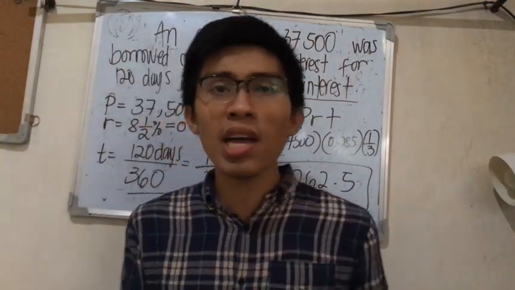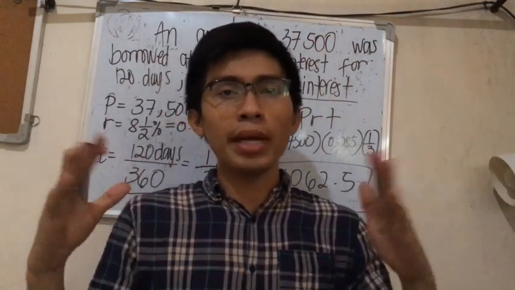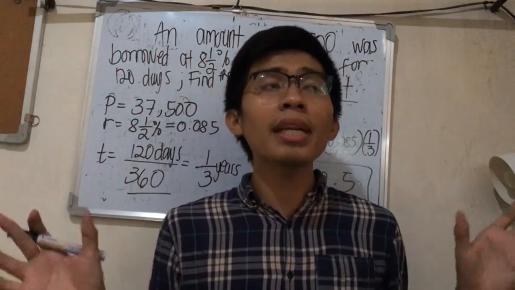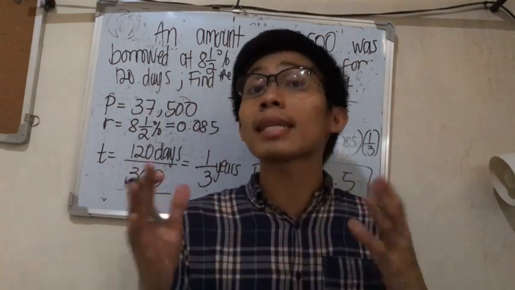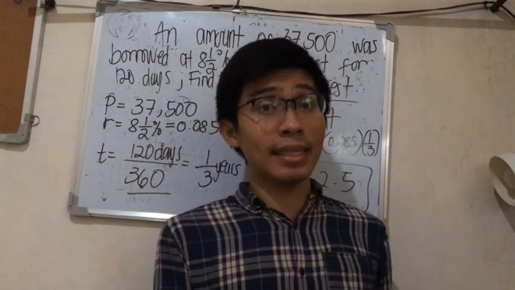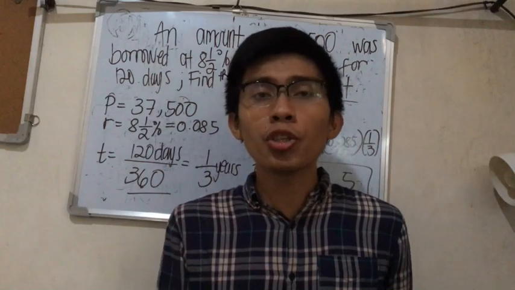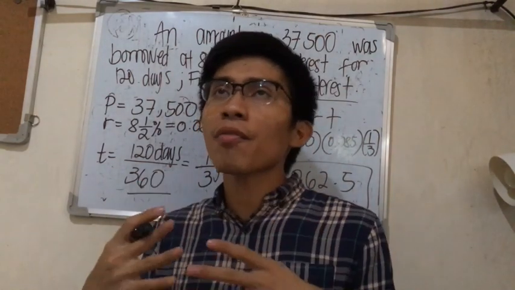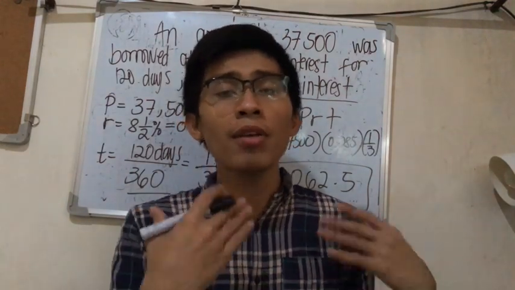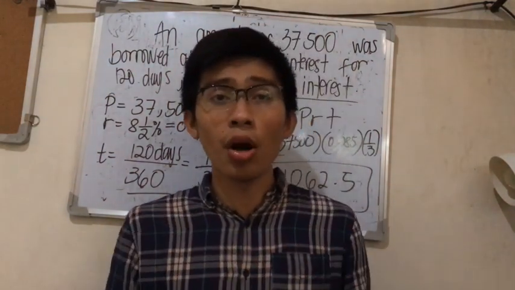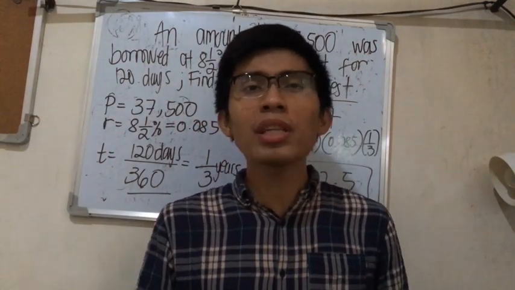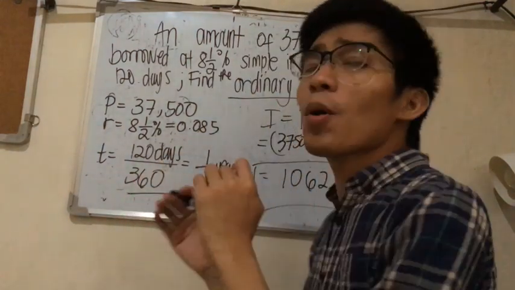Again, you have to identify if it is exact or ordinary. When it is exact, you have to consider how many days are in 1 year. If it is an ordinary year, you have 365 days. If it is a leap year, you have 366 because February has 29 days during a leap year. If you are tasked to get the ordinary interest, you assume 30 days in each month, a total of 360 days in 1 year. So that's how everything works in simple interest.